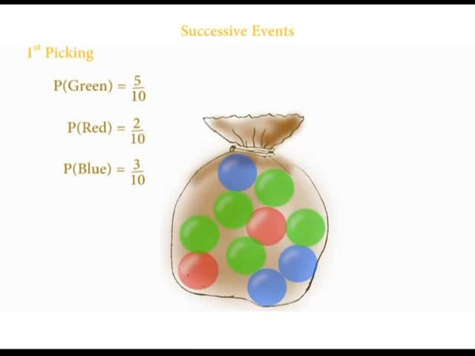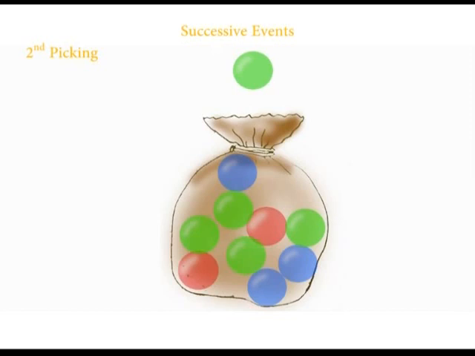Suppose now you are to pick 2 balls, one after another without replacing it. If you picked a green ball, the probability of that was 5 over 10. It is important to note that because the ball is not being returned before picking a second ball, the total number of balls has reduced to 9. So in the second picking, the probability of picking a red is 2 over 9, the probability of picking a blue is 3 over 9, and the probability of picking a green is 4 over 9.